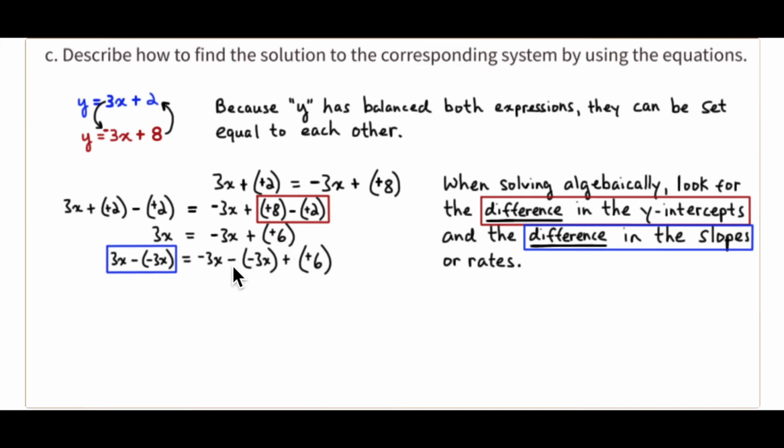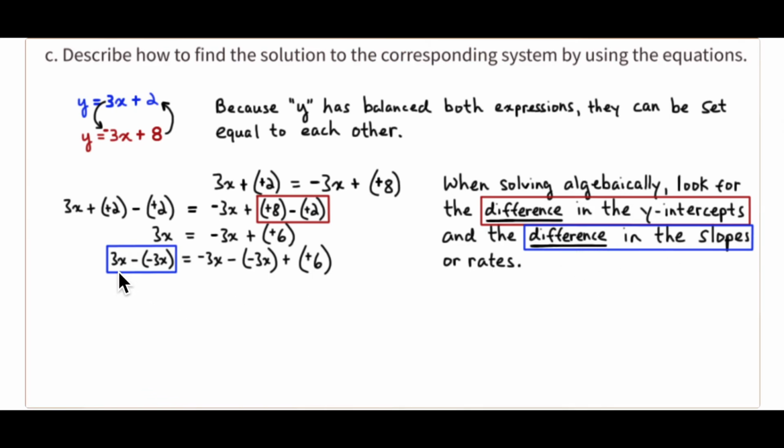And so now what I want to do is get rid of this negative 3x right here, because I want to get this down to where it's just x on one side and just a value on the right side. So subtract this negative 3x. So negative 3x minus a negative 3x, that's 0. And then on the left side, it's 3x minus a negative 3x. Well, that's the difference in the slopes. That's right here, 3x minus a negative 3x, the difference in the slopes.